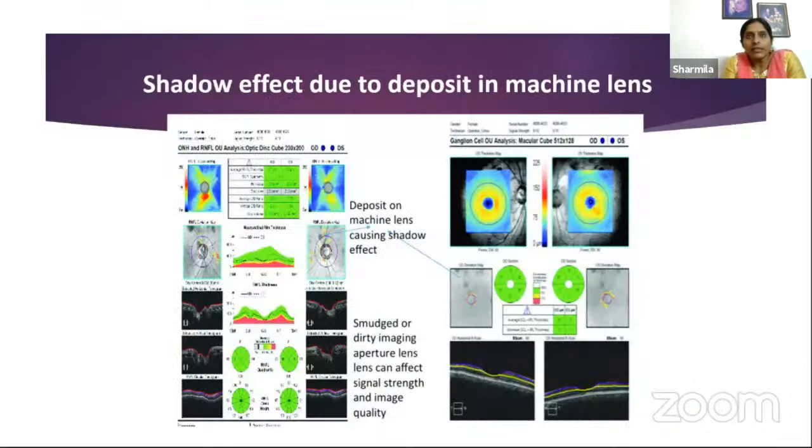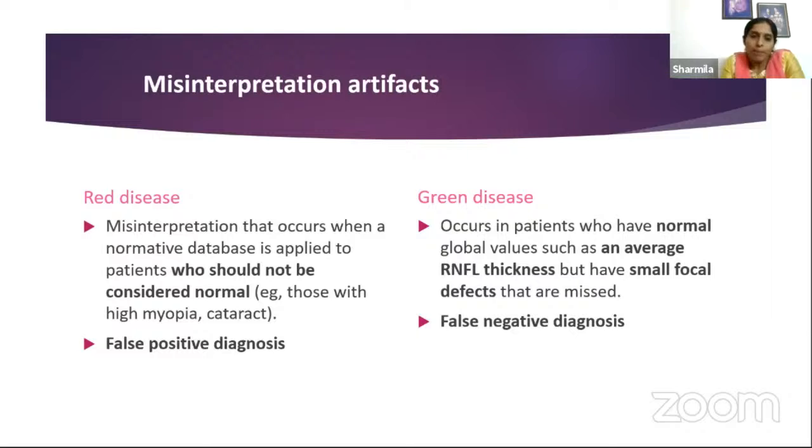There may be also certain deposits on the lenses because of touching of the lens, which may be seen as such media opacities. So one has to clean the lens before taking the measurements. The most important thing here is misinterpretation artifacts. There may be red disease. Basically, these patients may not be having a real disease, but they may be interpreted as red disease.